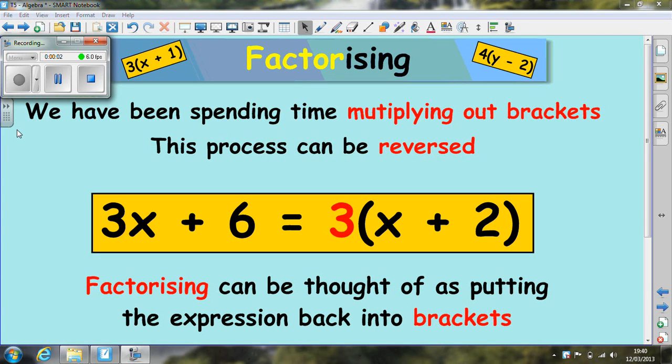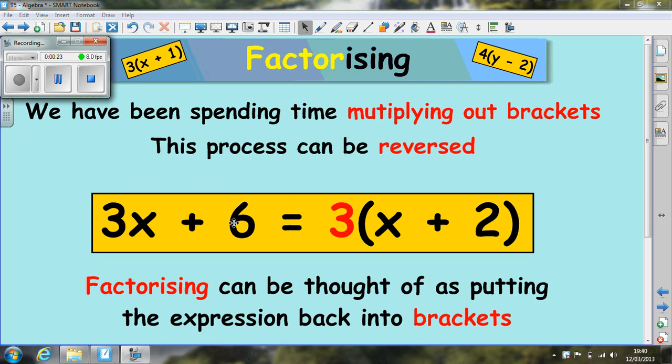In this lesson, we're going to look at factorising. Now, factorising is the reverse of multiplying out brackets. So you should have spent some time multiplying out brackets and should be comfortable with this before you start to factorise. If you're not, I would go back and practice it.